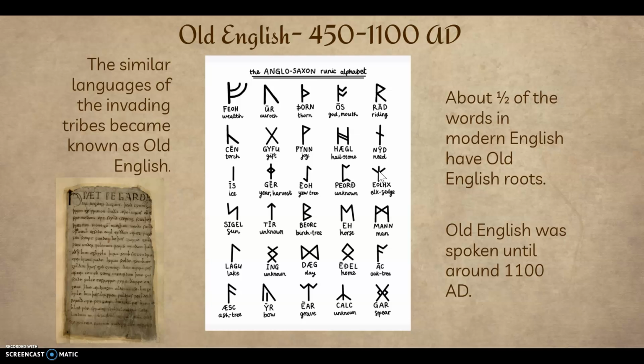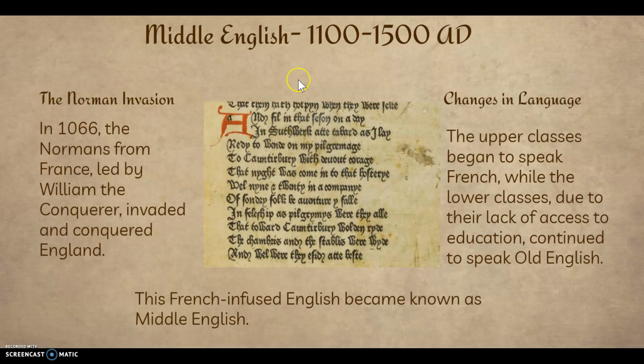When you're looking at it, you don't see a whole lot of letters that are very similar to what we use today. We have the F, the R, the B, the M here. They're all standing for different runes in that early runic alphabet. And when you look at it in print, it doesn't feel very familiar to us. However, about half of the words that we use today in modern English have Old English roots. It was spoken until around 1100 AD when the French came.